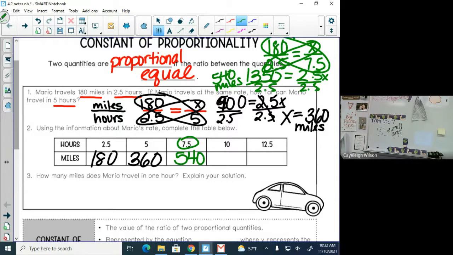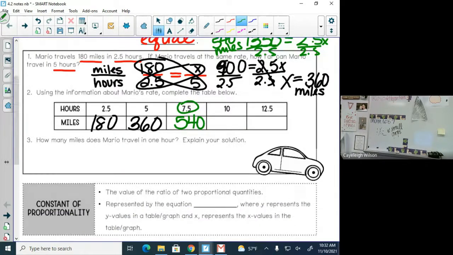All right, so what Seamus and Ethan discovered is, look, 2.5 to 5, they went up by 2.5, right? And then from 5 to 7.5, they went up 2.5. From 7.5 to 10, they went up 2.5. And from 10 to 12.5, they went up 2.5.